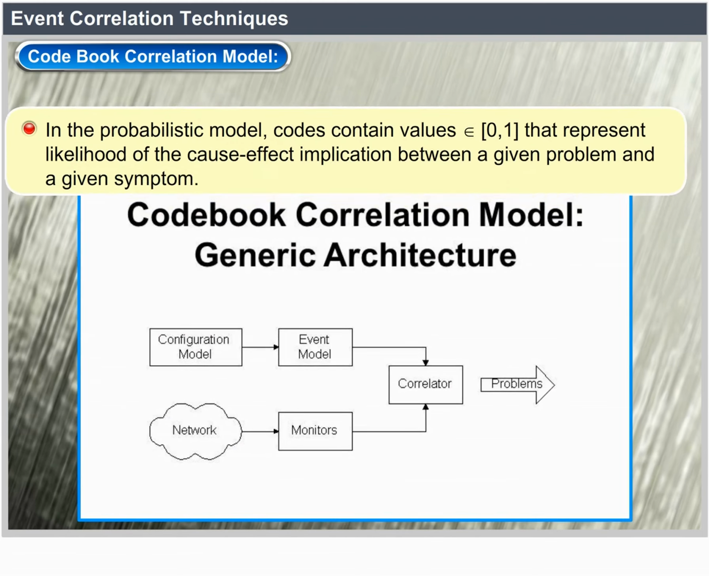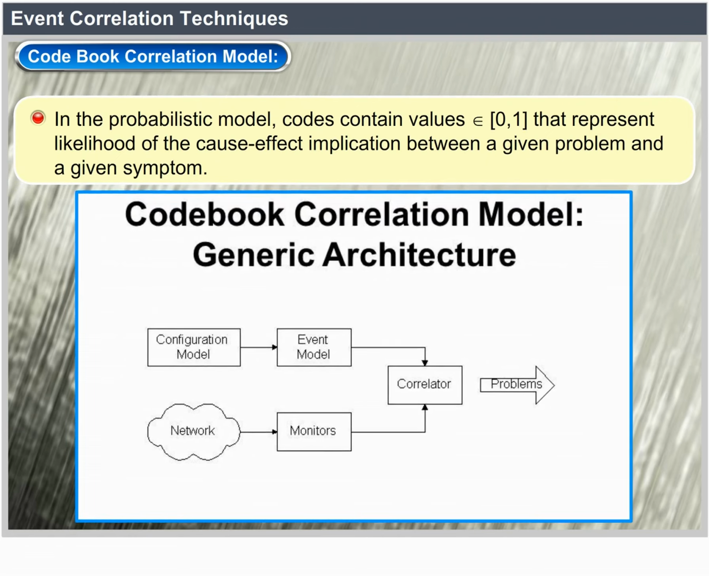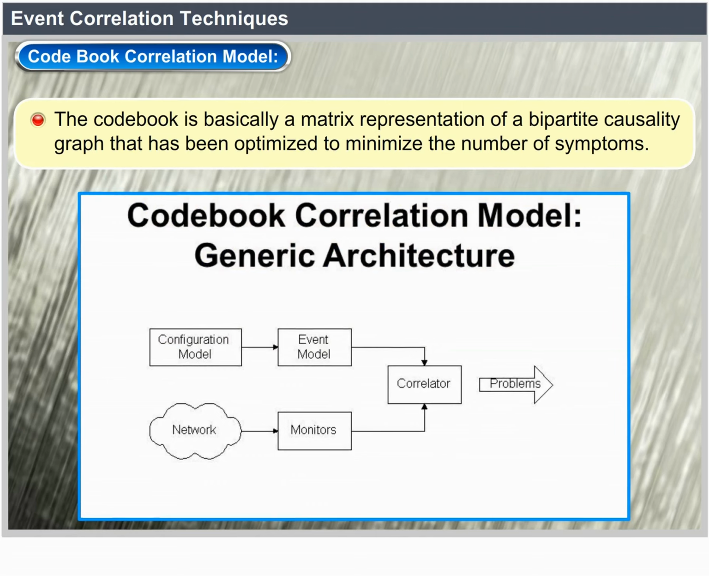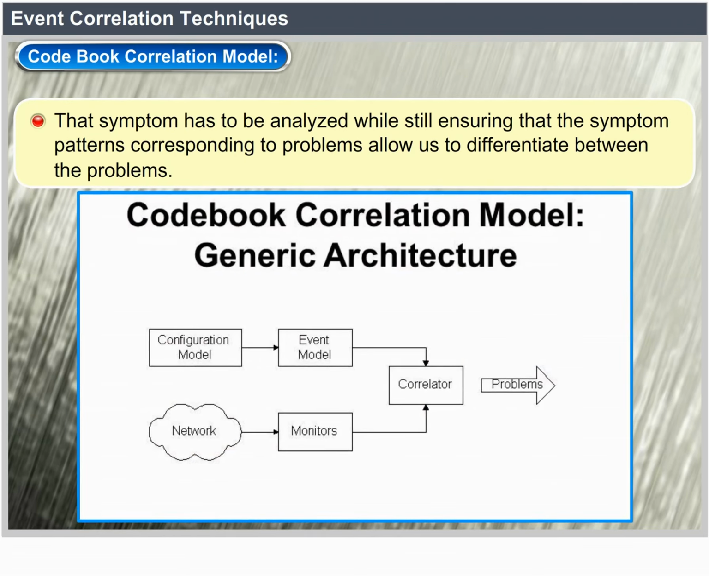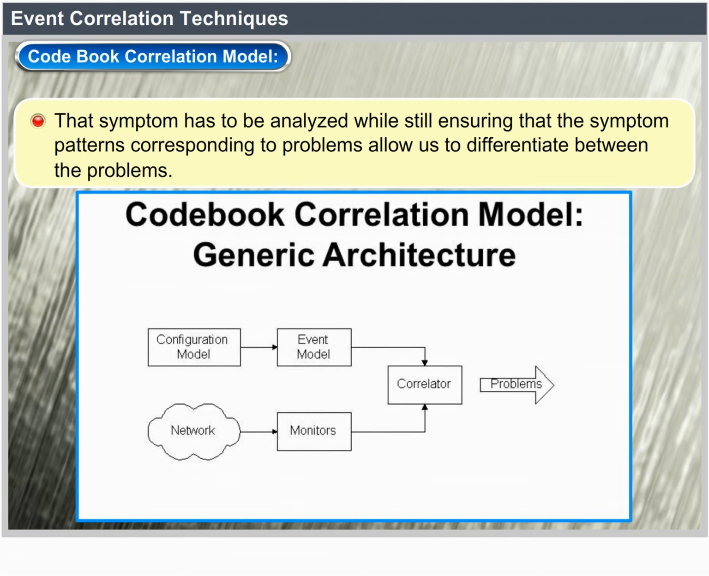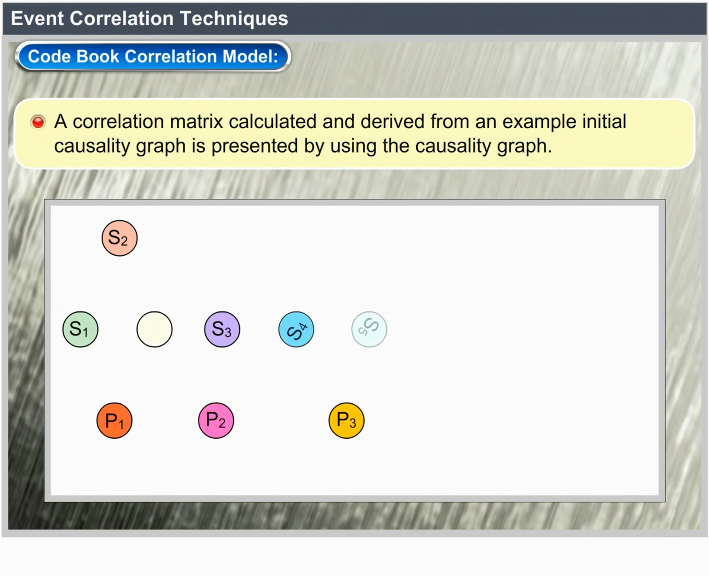In the probabilistic model, codes contain values from the interval [0, 1] that represent likelihood of the cause-effect implication between a given problem and a given symptom. The codebook is basically a matrix representation of a bipartite causality graph that has been optimized to minimize the number of symptoms that have to be analyzed, while still ensuring that the symptom patterns corresponding to problems allow us to distinguish between the problems. A correlation matrix derived from an example initial causality graph is presented.